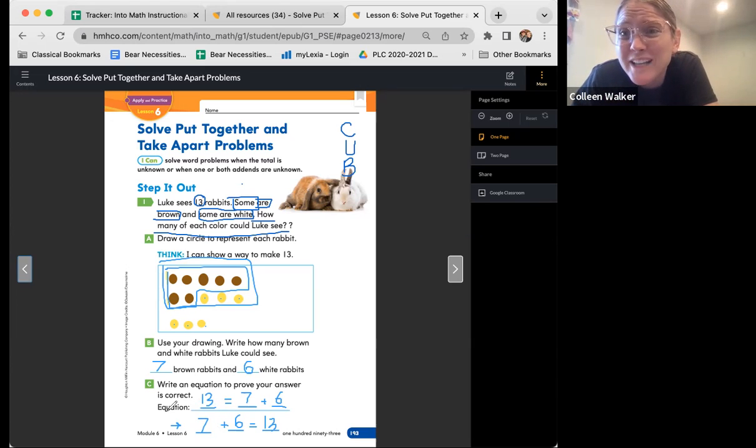The problem was only asking us to show one way. I guess we're going above and beyond here today. 6 plus 7. Is that right, Monkey? Awesome. Equals 13. Very good. Great job, you guys. Go ahead and pause if you need to. I'm going to turn to the next page.